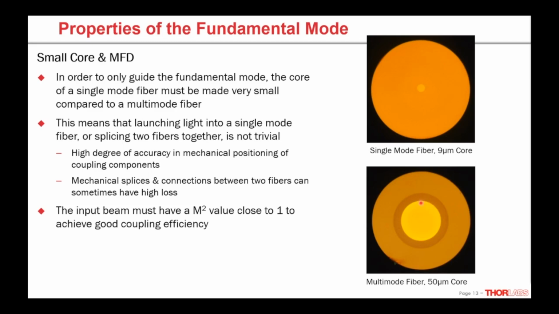In contrast, the multimode fiber is much easier to work with because we have a large core. Like I said, even this 50-micron core multimode is relatively small as they go. In addition, that input beam has to have an M² value close to 1, or be a very nice Gaussian beam, if we're going to have good coupling efficiency into that fundamental mode. So, not deal breakers, but things to keep in mind. We'll talk a lot more about this in part 2 of the webinar, where we're talking about hands-on use of single mode fiber.